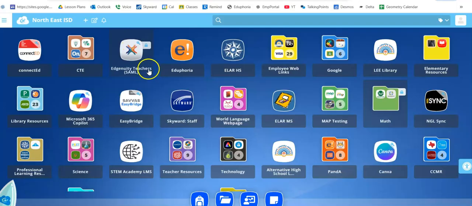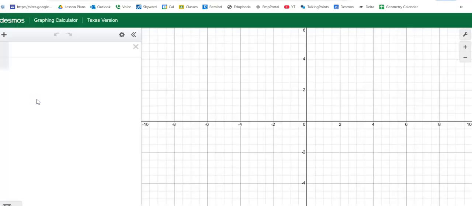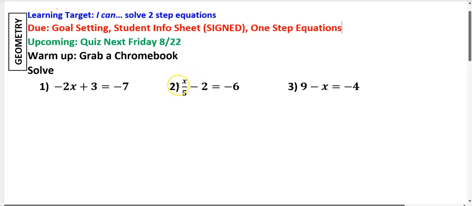Your apps are different, but you find this math folder, or you can just type in the word Desmos into the top right here. But in the math folder, there's a green Desmos graphing calculator. This is the approved Texas version testing graphing calculator. That's the one, okay? So I wrote it right here on the whiteboard, Desmos from the Launchpad. Now, we'll come back to that. Let's do this warm up.